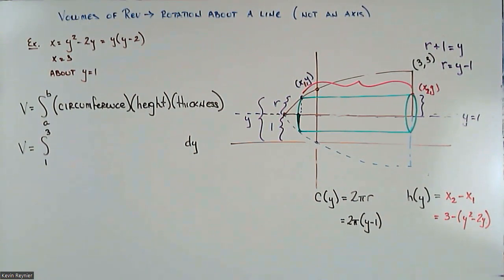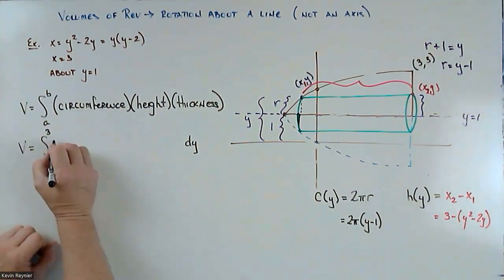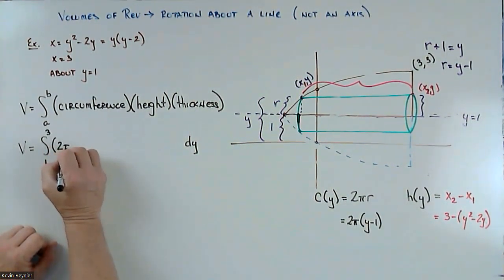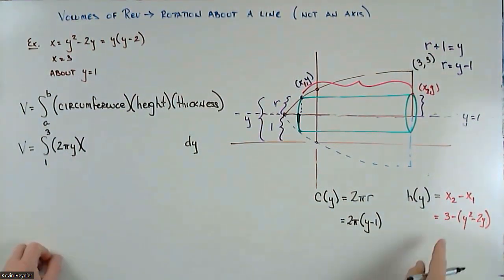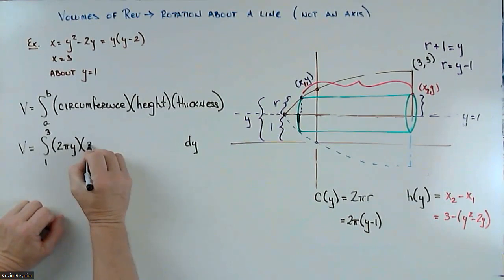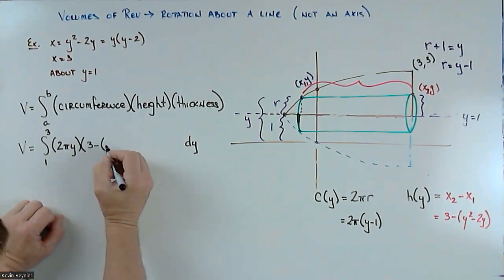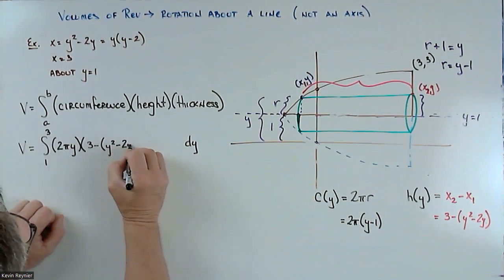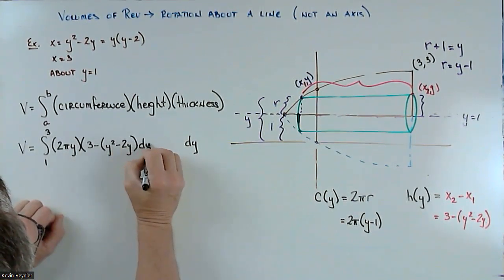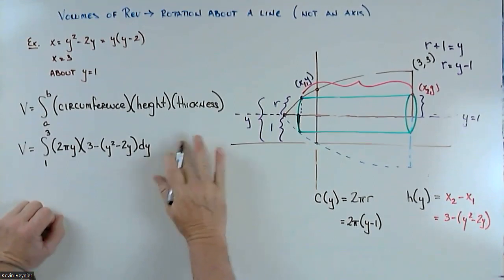1 to 3. My circumference is given to me over here. It's 2 pi times y. My height is given to me over here. It's 3 minus y squared minus 2y. Then I'm just going to slide my dy down here.